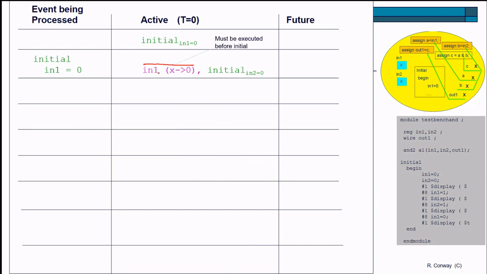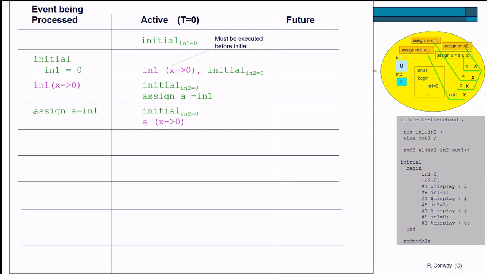So we take this event here. That means we take it off the active event queue. We process it. When you process it, it changes from X to 0. That then triggers the addition of a new event to the active event queue, assign A is equal to in1. So this new event gets added to the active event queue, and this is an evaluation event. We now have 2 events in the active event queue, we have our initial, and we have our assign. The simulator is free to pick either one as the next event to be handled. Let's pick the assign.